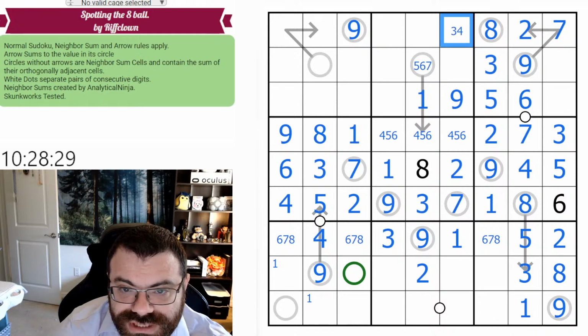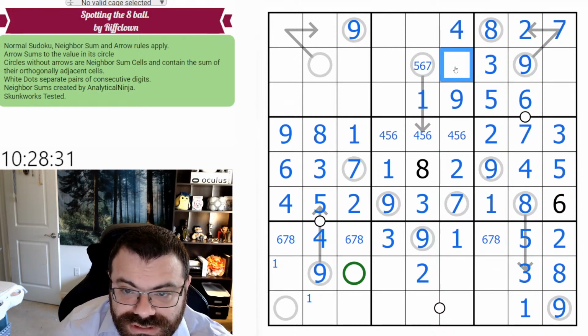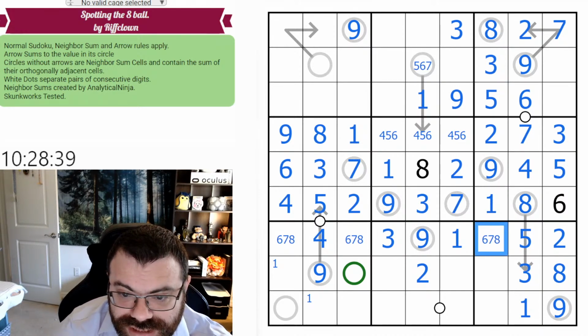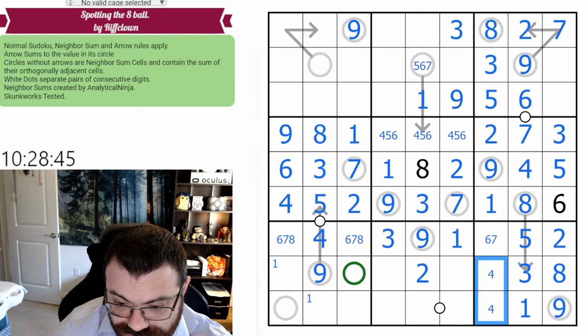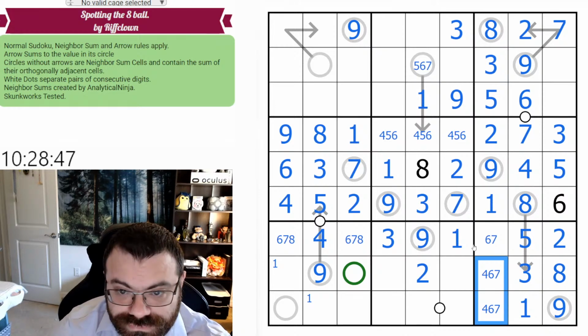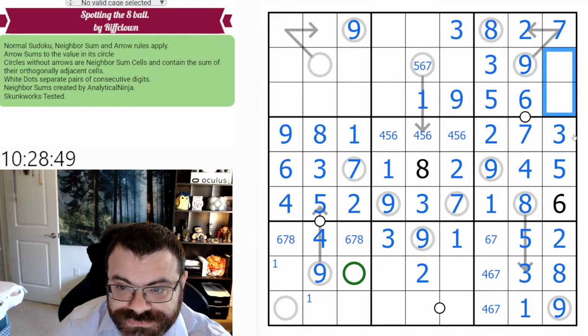Wait, did I do that right? No, it has to be 4. No, 3, because of the 2. Okay. That's not 8. So this triple is 4, 6, 7. This is a pair. 1, 4 pair, so we know the order.